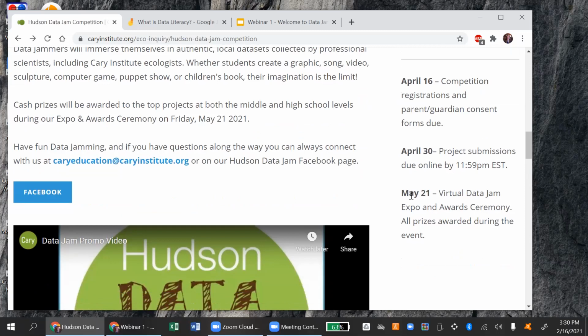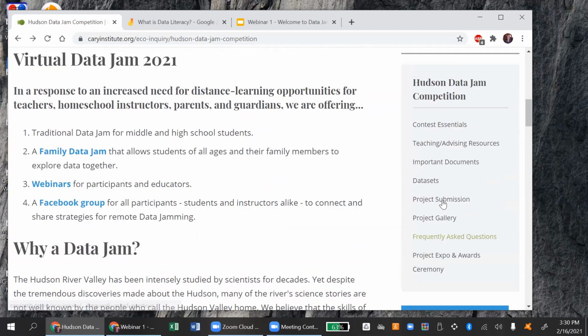And then finally, we'll have a virtual Data Jam Expo and awards ceremony. And it'll be through Zoom. And this is where we will announce who won the cash prizes, and we'll be able to showcase some of these projects as well. And in a normal year, we would be doing that part of it in person, which is a ton of fun. So I encourage you to look into doing Data Jam, not only this year, but in future years as well, because the award ceremony is a great time.